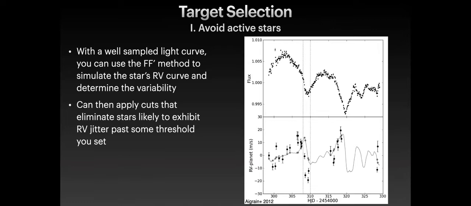And so the black dots with error bars show the SOPHIE data that was taken in Lanza 2011 after removing the best fitting photometric or planetary signal. And the gray line shows the RV curve that was simulated by applying the FF-prime method to the light curve. And you can see that that simulated RV curve actually does a pretty good job of tracking the real RV measurements that were taken. And so just from the light curve alone, you can get a pretty good sense of what the star might be doing in RV space.